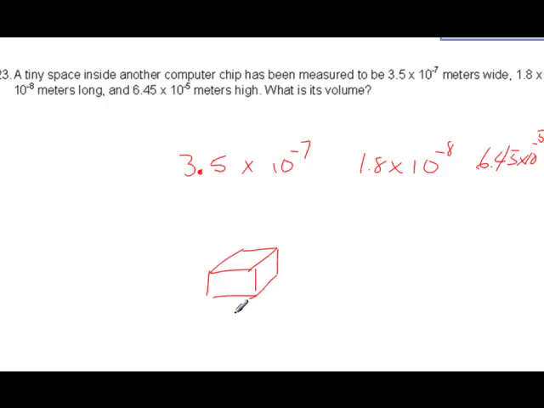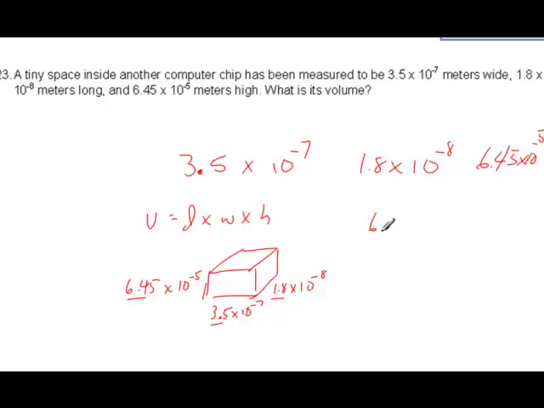Okay? So it was 3.5 times 10 to the negative 7 wide. So I'm just putting this information in. 1.8 times 10 to the negative 8 long. And then 6.45 times 10 to the negative 5 high. What is its volume? Well, guys, how do you find the volume of a box? Length times width times height. So that means I just have to multiply all these. So what am I going to multiply? The numbers times the numbers.